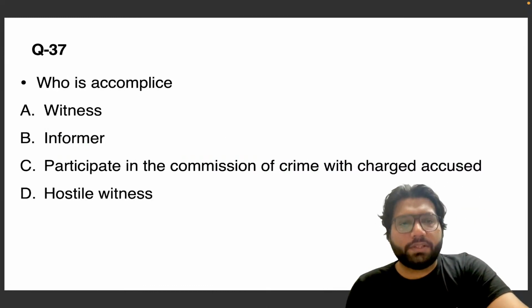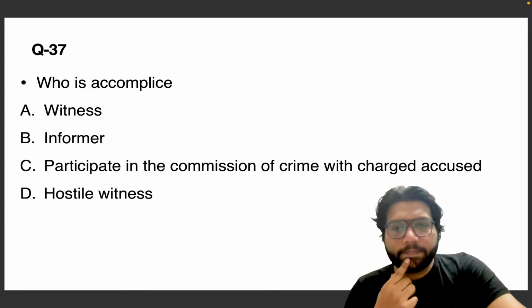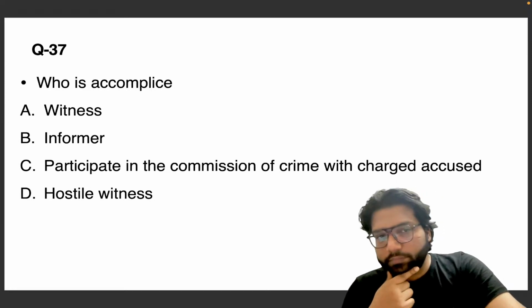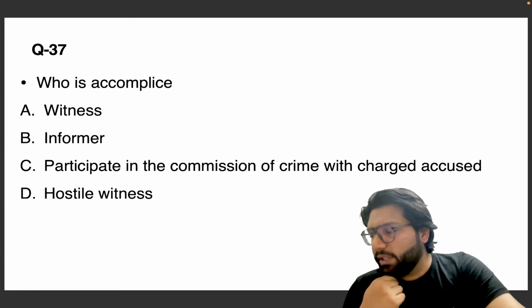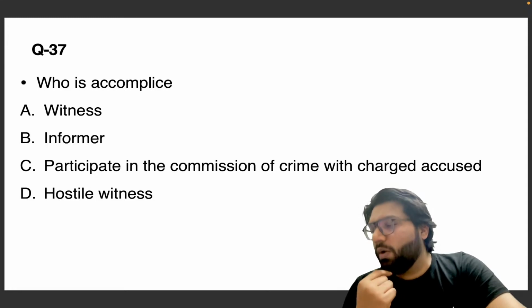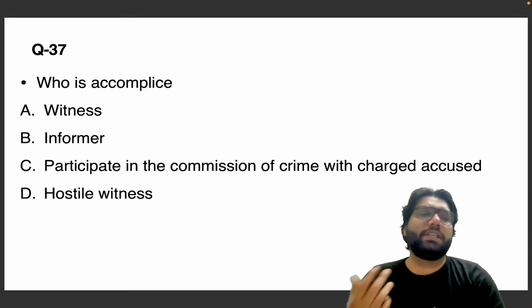Who is accomplice? Out of all the options, who is accomplice? Yes, Mosmi, that was one of the exceptions of section 126. First one to answer, Amit, followed by Lord Grace and Shivani Mishra. C is the correct answer.